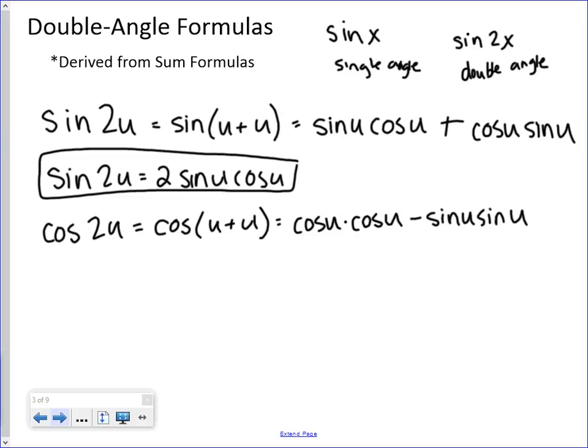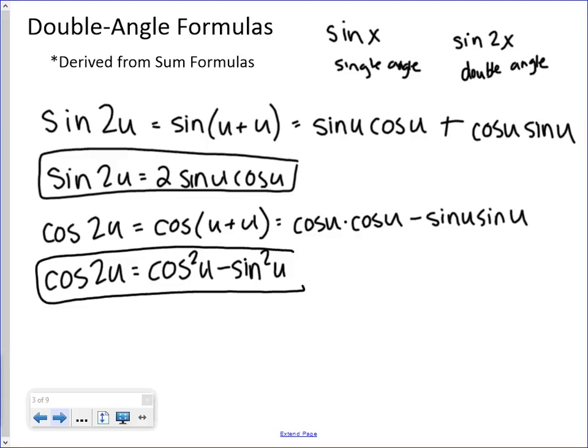Cosine times cosine u, cosine squared u. Yeah, we could make this look a little bit nicer. So one of our cosine formulas is cosine of 2u is cosine squared u minus sine squared u.